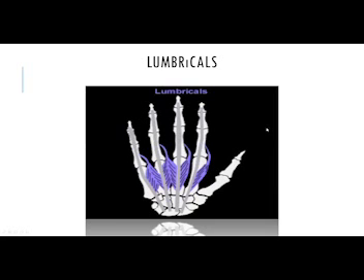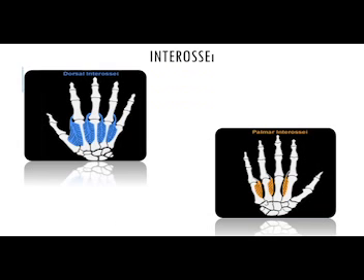Lumbricals. The lumbrical muscles contribute to flexion of the metacarpophalangeal joints and extension of the interphalangeal joints. And the interosseous group. The interosseous group consists of 3 palmar muscles and 4 dorsal muscles, innervated by the deep branch of the ulnar nerve. Dorsal interossei abduct the fingers. Palmar interossei adduct the fingers toward the hand axis.